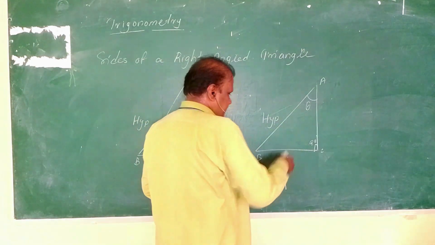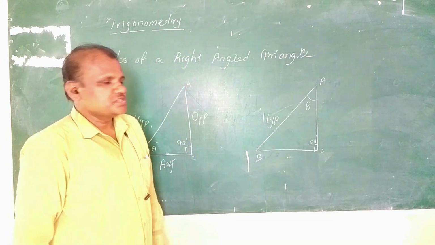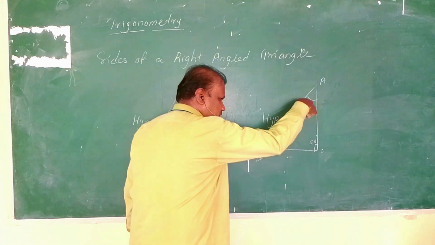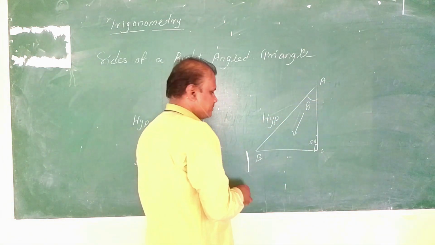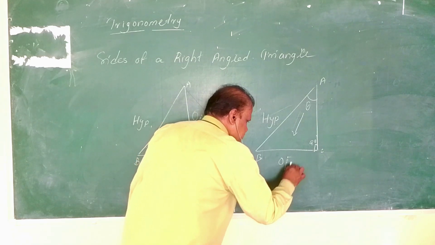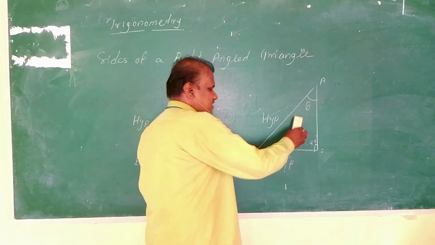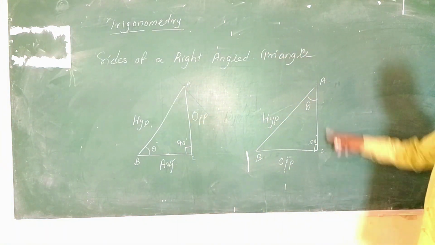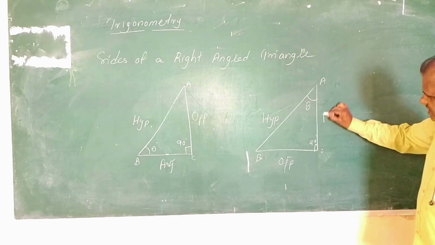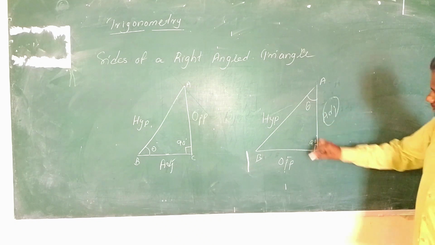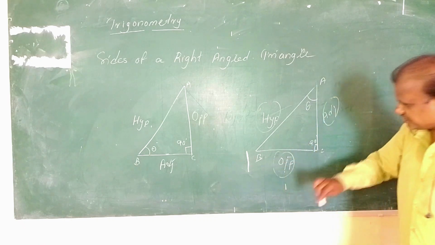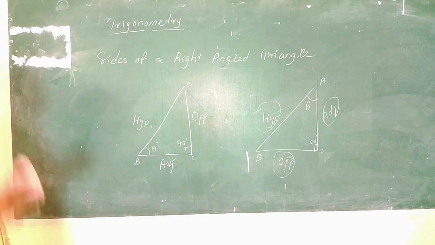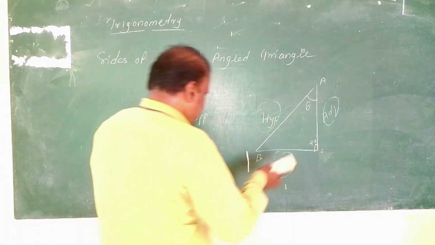Then the opposite side. The opposite side is the side which is exactly opposite to the reference angle. So this is the opposite side. Similarly, the adjacent side is the side adjacent to theta. So this is the adjacent side. With respect to theta, you identify all three sides. So this is about the right angled triangle.